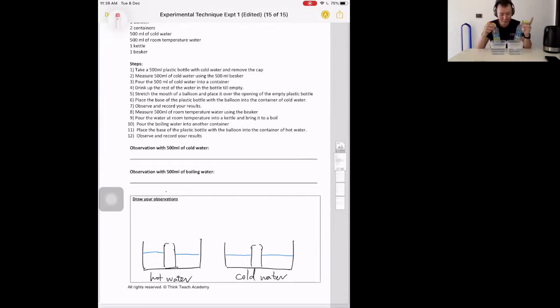Let's try and see what happens to the balloons. I think y'all can see here as well: the balloon here expanded, inflated. The balloon here didn't expand. From here, what you will observe is that the balloon here expanded, and the balloon with the cold water did not expand.